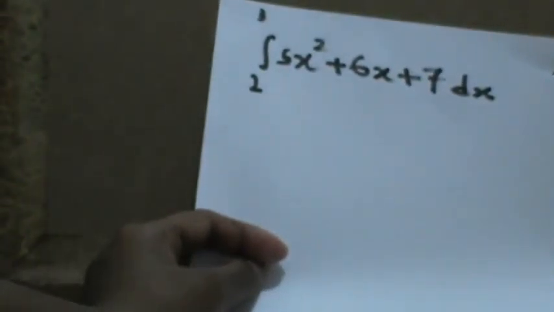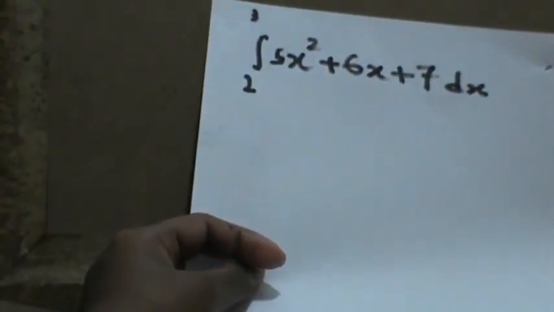Integral from 2 to 3 of 5x squared plus 6x plus 7 dx, right? Something like this. Just a simple example.